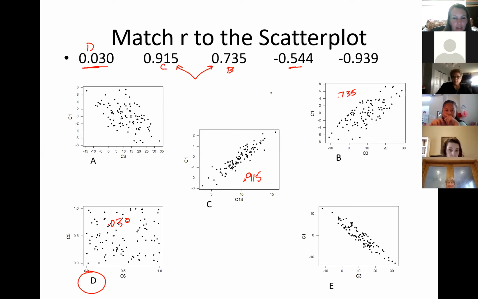Do you think that that one is A or E? A, perfect. So negative 0.544, and that means that this other one is negative 0.939.